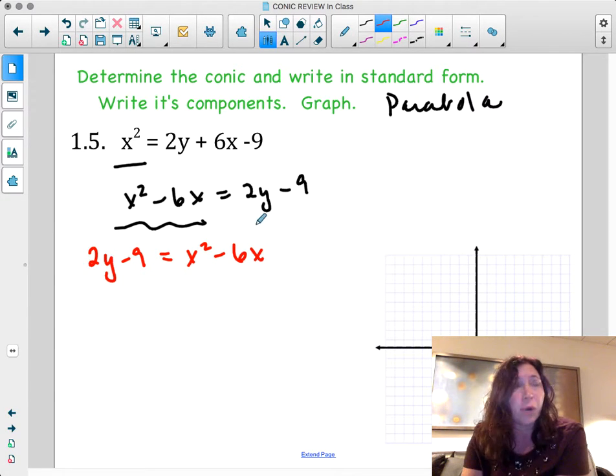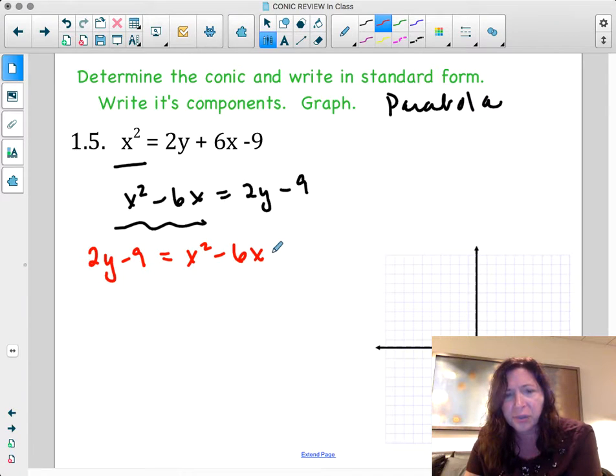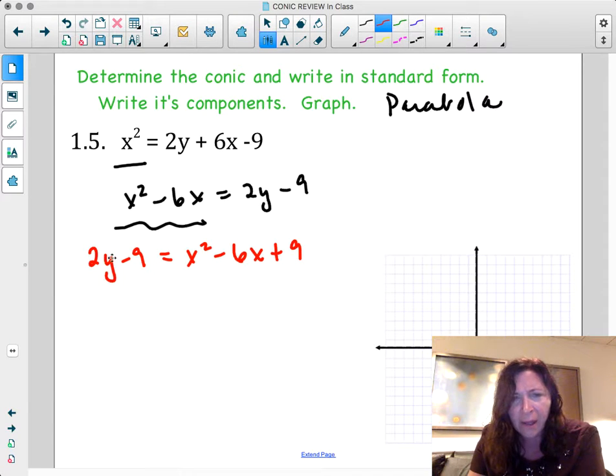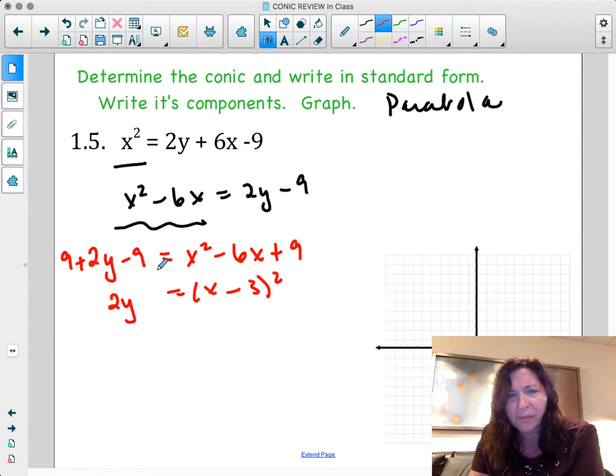Now, completing the square, we're going to take half of 6, which is 3, 3 squared, which is 9. So I'm going to add 9 to both sides. We're going to get the quantity x minus 3, quantity squared. We're going to get 2y, and then it looks like my 9s are going to cancel out. I'm going to put this in the form.